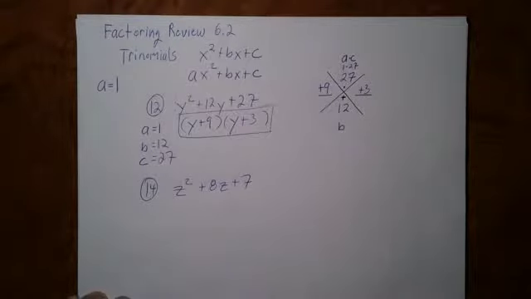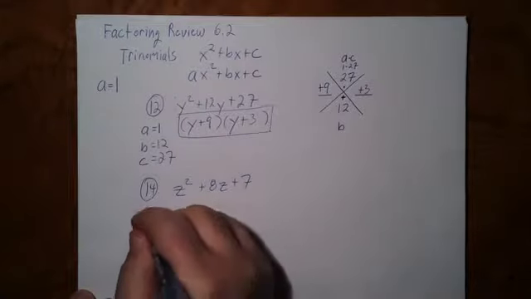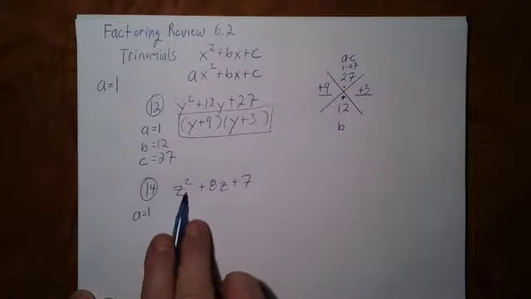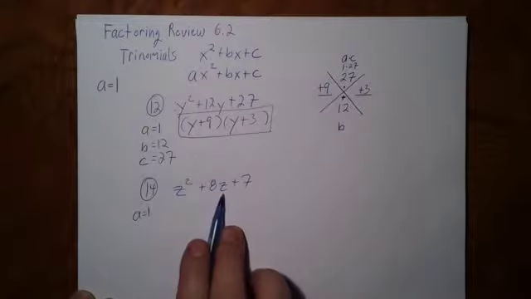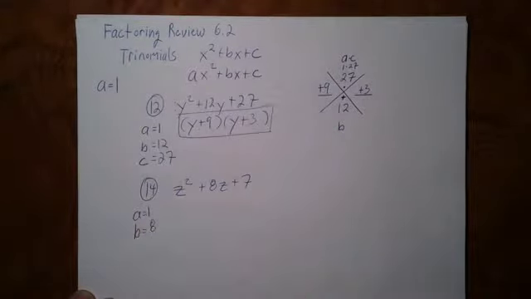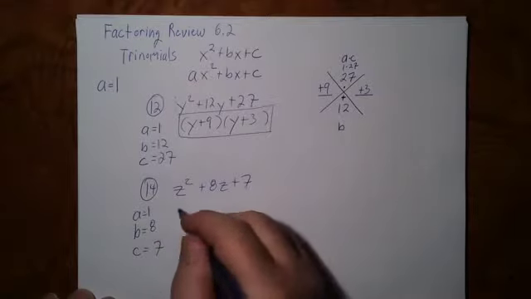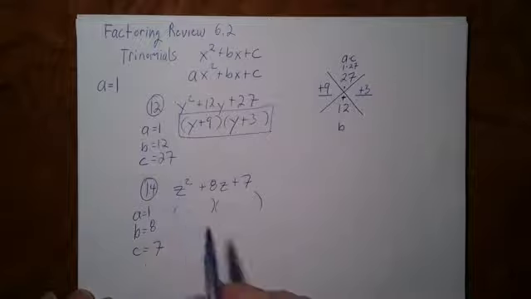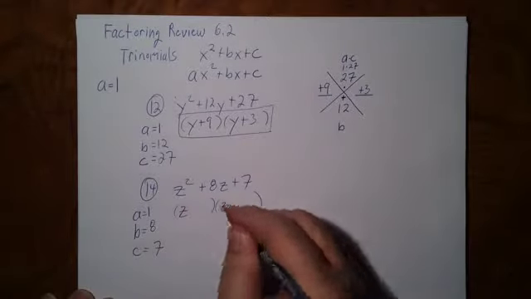So, first thing we want to do is identify the coefficients of the values of a, b, and c. Obviously, as we mentioned before, a is the coefficient, or the number in front of the z squared term, or the variable squared term, which is going to be 1. In front of the variable term, we have b equal to 8. The constant term at the end, c, is equal to 7. So we know because we have a equal to 1, I can write z squared here as z times z.